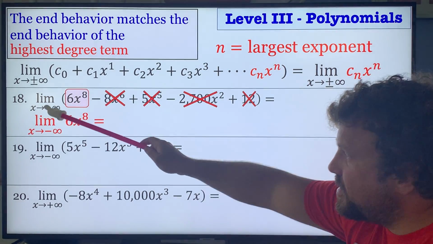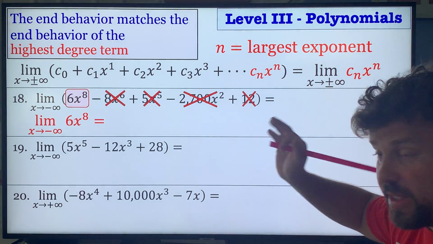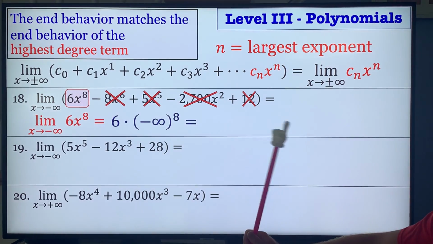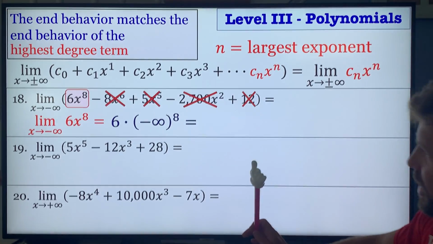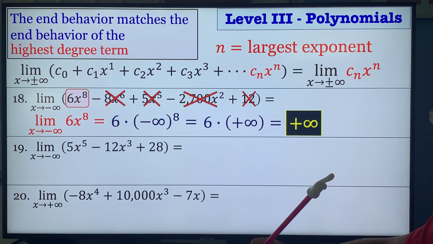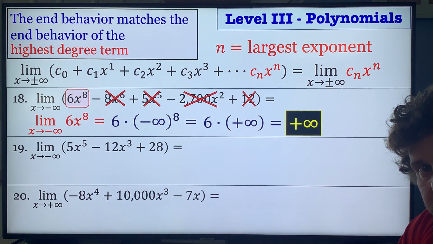We're just going to take whatever this limit is to this, and all these things are negated. They don't matter. So 6 times negative infinity to the 8th power. Negative infinity to the 8th power is positive infinity. Positive times a positive is positive infinity. See? That's it. L'Hopital. Number 19, 20, go on your own.